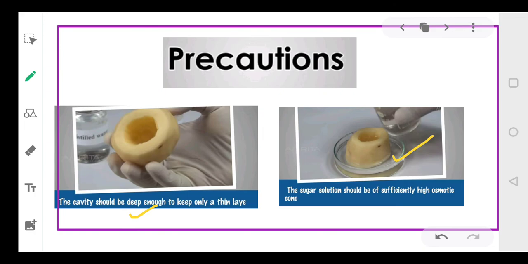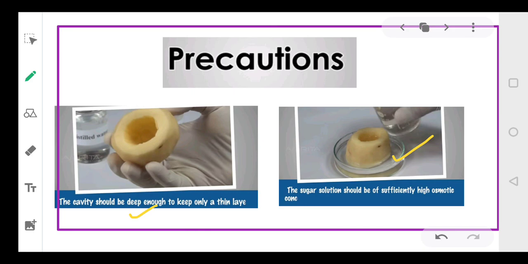Right, everyone? Students, this is a very, very simple activity, and I suppose you all should perform it at home, right? You have potato at home, and sugar is available at home, so you can make a sugar solution also. If sugar is not available, you can use salt also. And instead of a petri dish, you can use certain plates which are there in the house. So do perform this activity and share your experiences with me, okay?